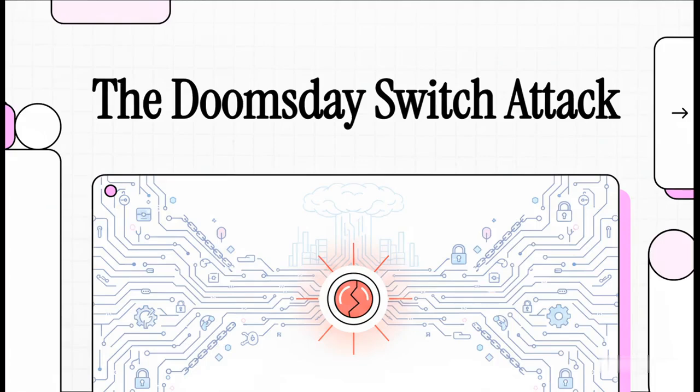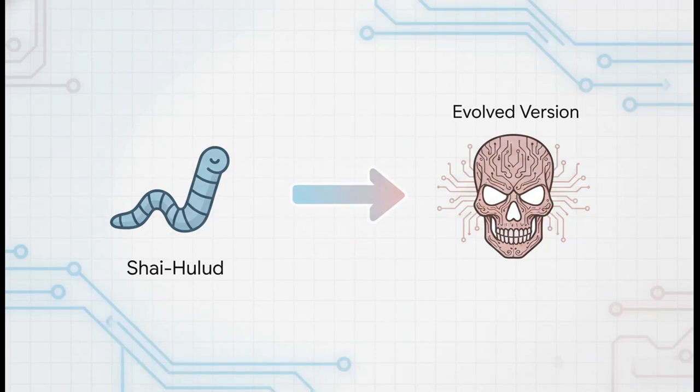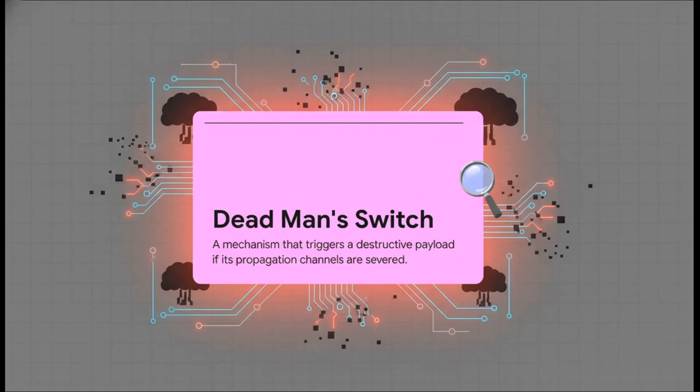GitLab researchers just found a wild supply chain attack, and it's got a terrifying doomsday switch. Yep, this is an evolved version of a malware they call Shai-Hulud, and it is nasty. It's called a dead man switch. You try to stop it, and it just wipes out everything.